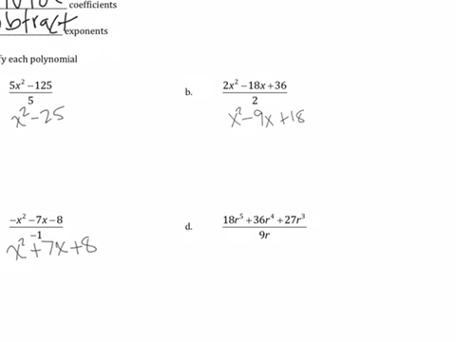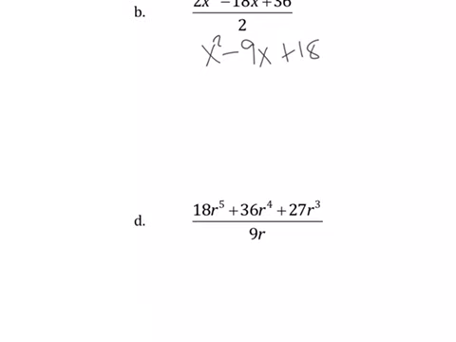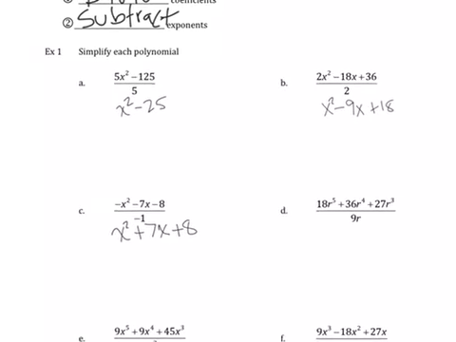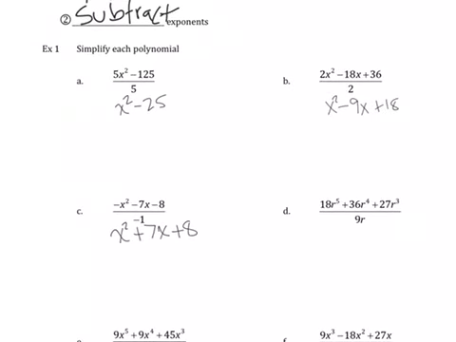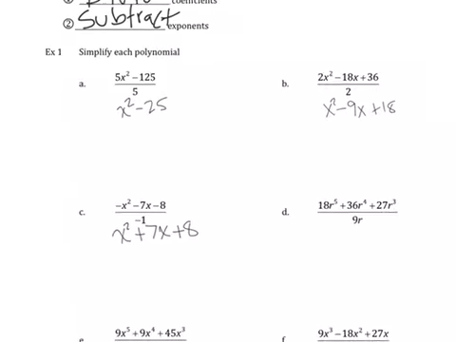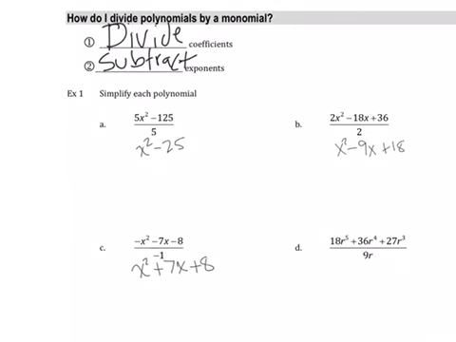How about letter D? A lot of bigger numbers here, but we're just going to approach it the same way we have all the other ones, okay? Let's start with our top terms. I've got 18r to the 5th plus 36r to the 4th plus 27r to the 3rd, all over 9r. This is the first time in our examples that we've seen a variable in the denominator. Just look back at our rules. We divide our coefficients, subtract the exponents, stick to those basic rules. Let's see if we can simplify from there.